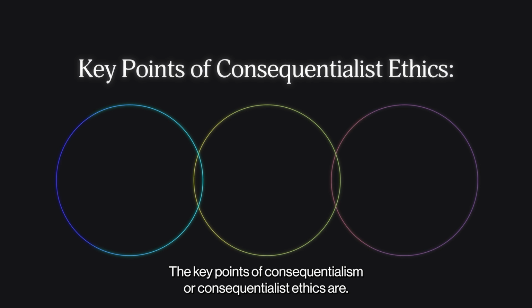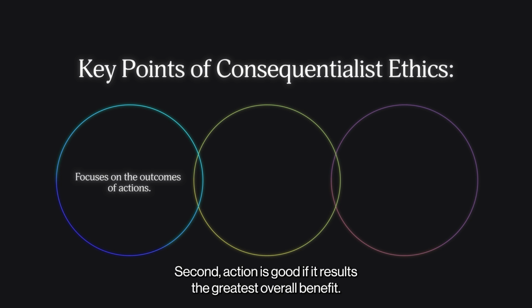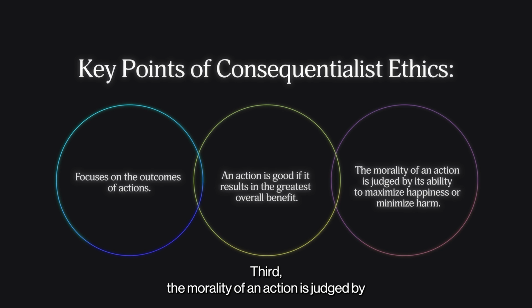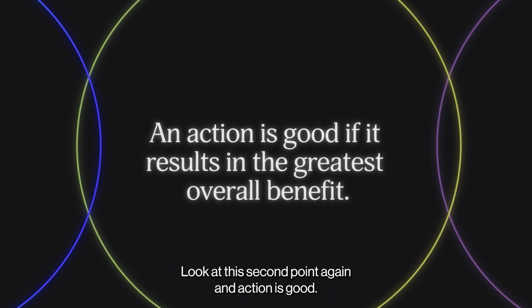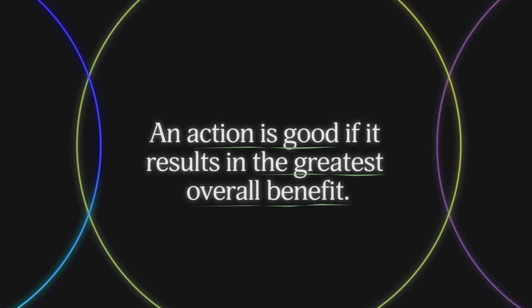The key points of consequentialism or consequential ethics are: first one, it focuses on outcomes of the action. Second, an action is good if it results in the greatest overall benefit. Third, the morality of an action is judged by its ability to maximize happiness or minimize harm. Look at the second point again: an action is good. So, the bottom line, right action deals with principles, good action deals with outcomes.